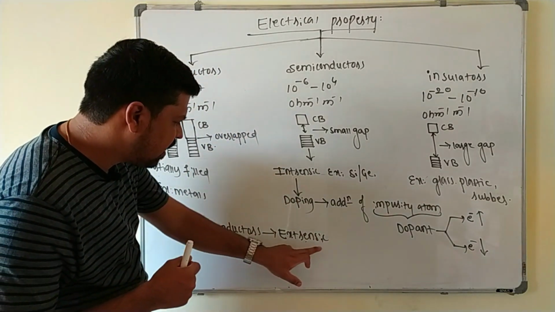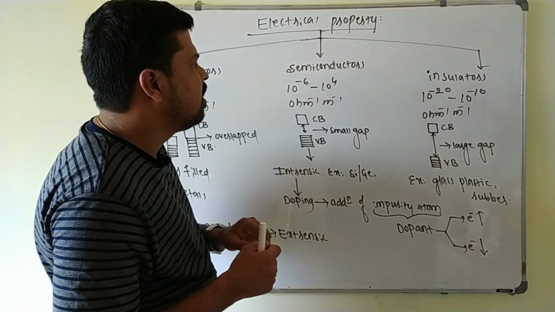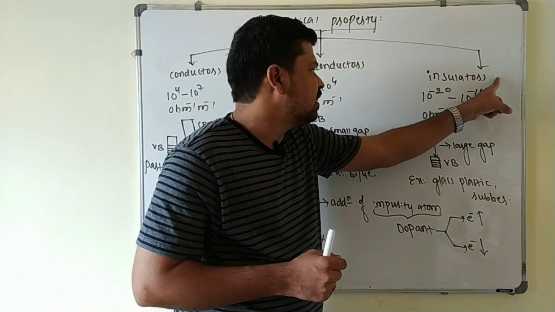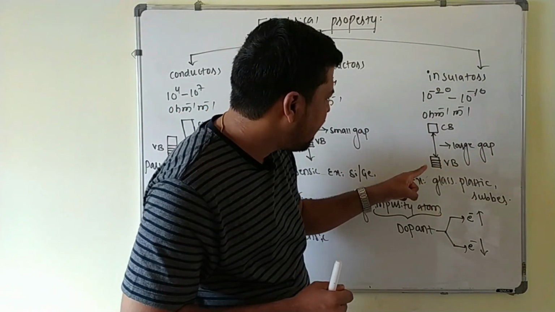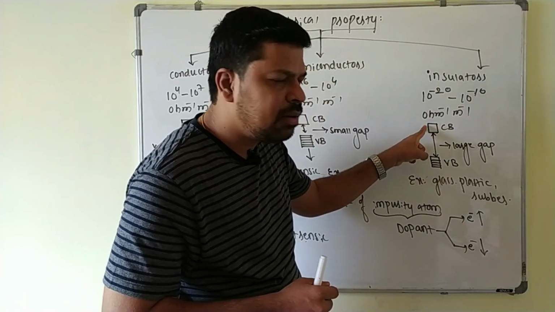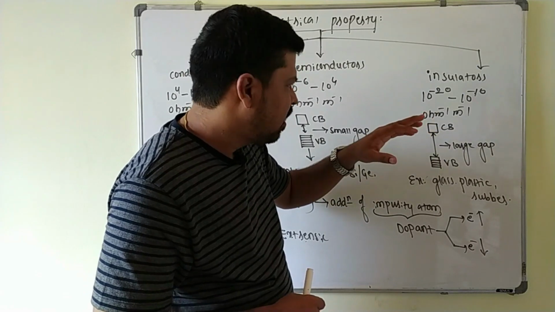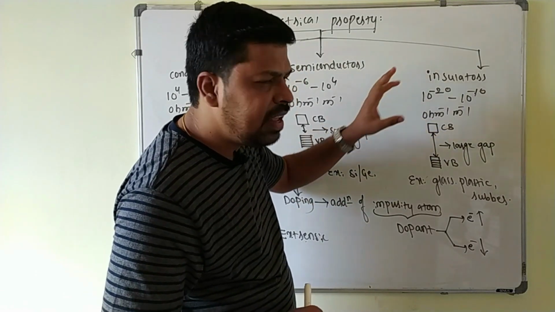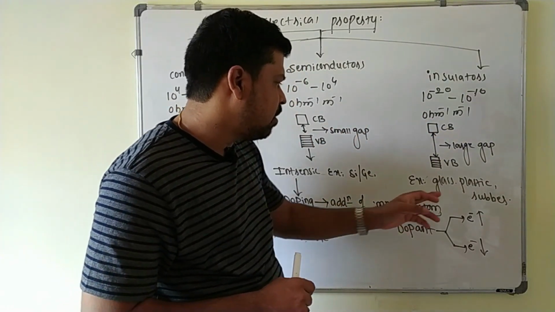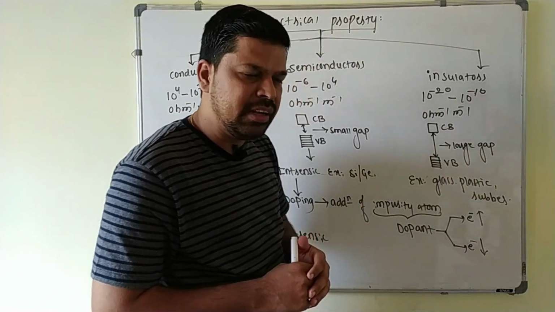We will discuss these extrinsic semiconductors in detail. Next is insulators. In case of insulators, the energy gap between the valence band and the conduction band is very high, so that electrons cannot jump into the conduction band, hence they will not show any electrical conductivity. For example, glass, plastic and rubber.